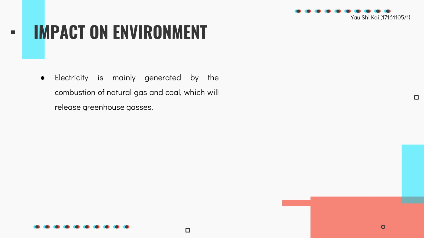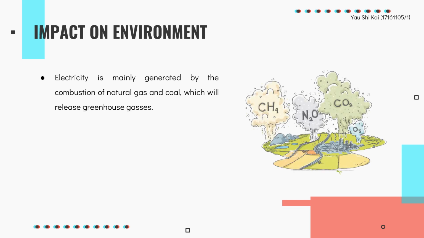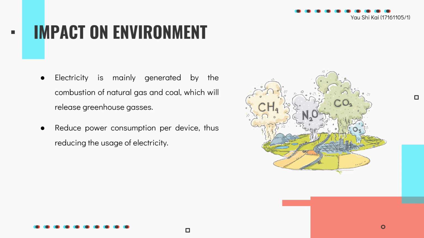In Malaysia, electricity is mainly generated by the combustion of fossil fuels which will release greenhouse gases. By lowering the power consumption per device through GAA nanowire FET, we can reduce the usage of electricity to protect Mother Earth and promote the awareness of conserving natural resources at the same time.